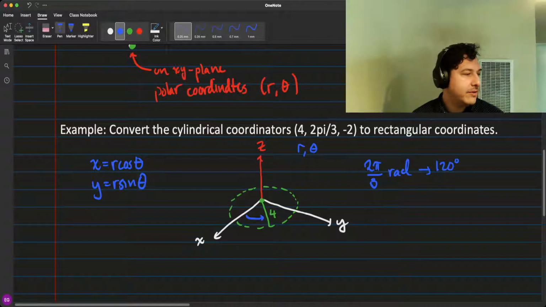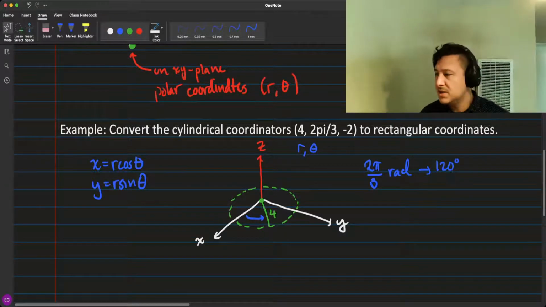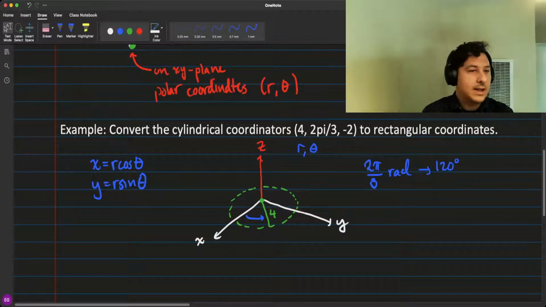Daphne, pi over 3 is 60 degrees, right? Yeah, so 120 degrees. So I didn't really draw this correctly.